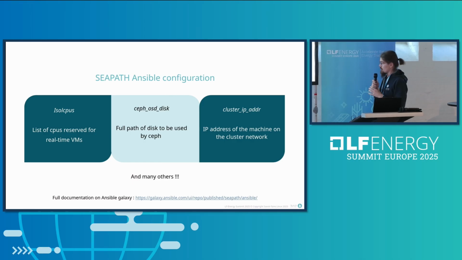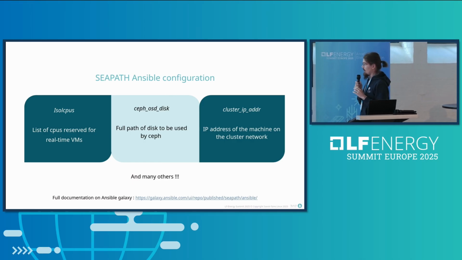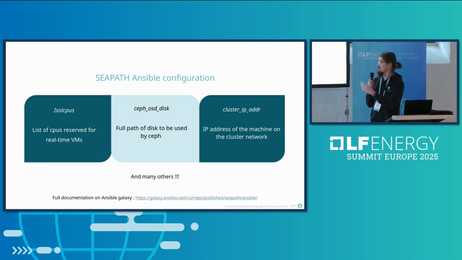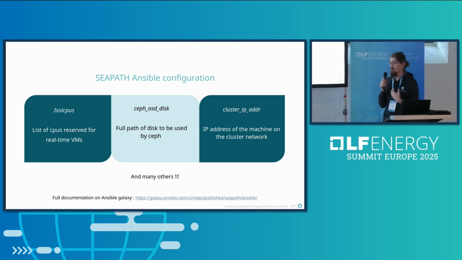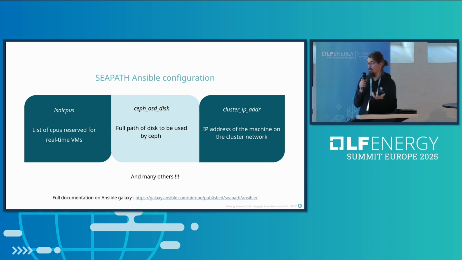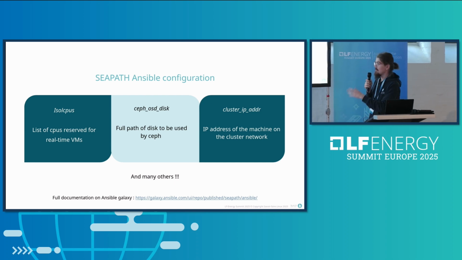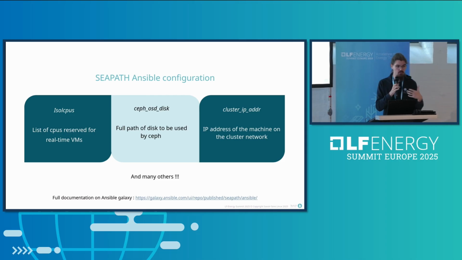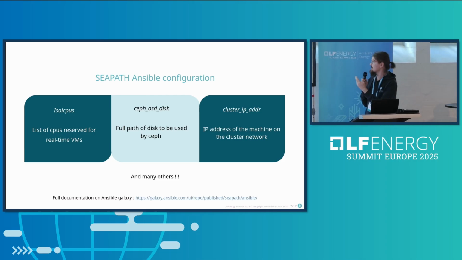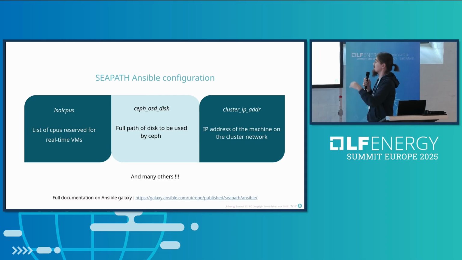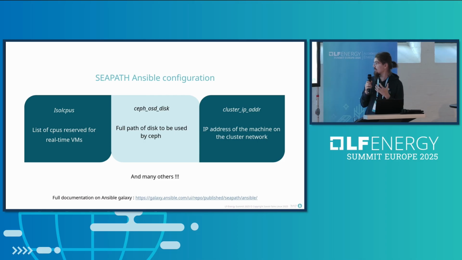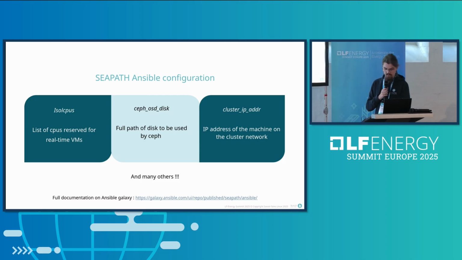How do we configure our CPaaS infrastructure? On Ansible, we have several variables defined in the inventory, as I said, and we define many variables for you in CPaaS that you should fill according to your needs. Let's take some simple examples. ISOL CPU is the list of CPUs reserved for the real-time virtual machines. The CFOSD disk is the disk of our Ceph. The cluster IP address is just the IP address of the machine on the cluster. So these are standard, mandatory variables on Ansible.